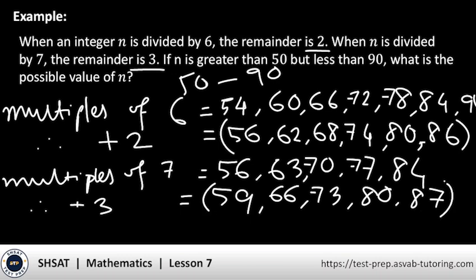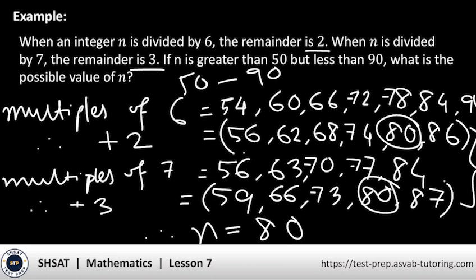Okay. Now, what is the possible value for n? So what is the number that is common in both? We have 56, 62. See, if you look at these two pairs of numbers, what do we find common? We have 80 common, right? So what is the possible value for n? A possible value for n can be 80.